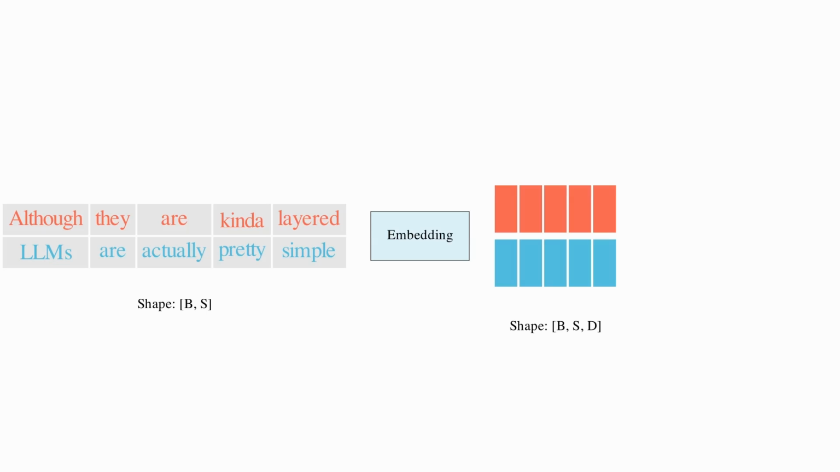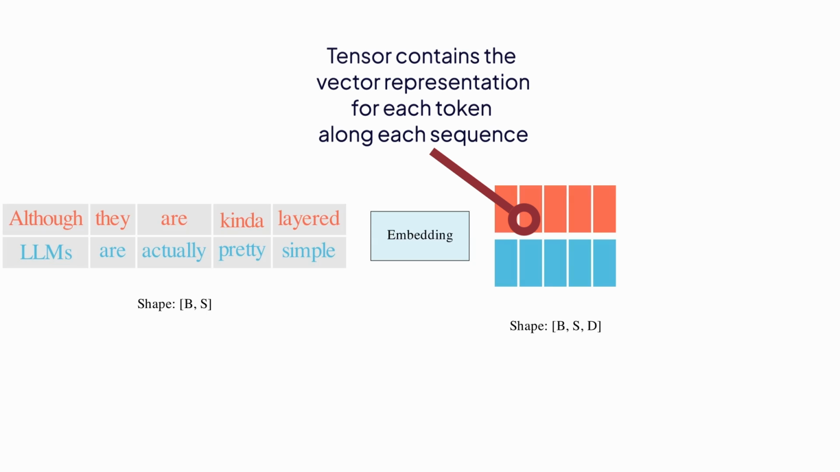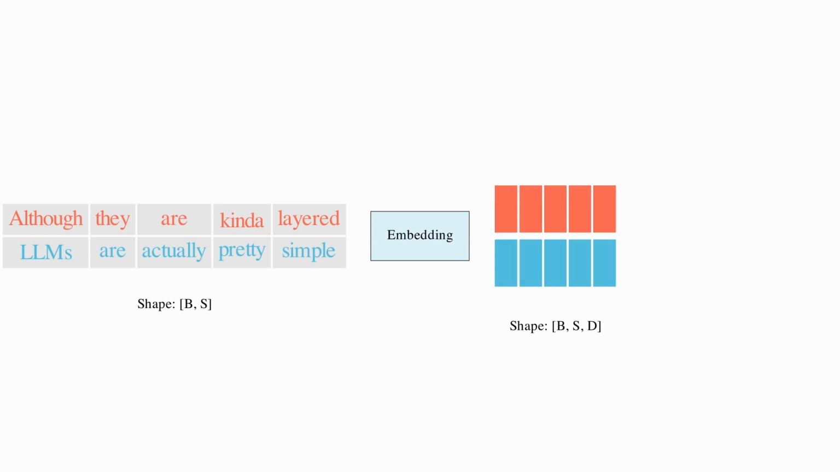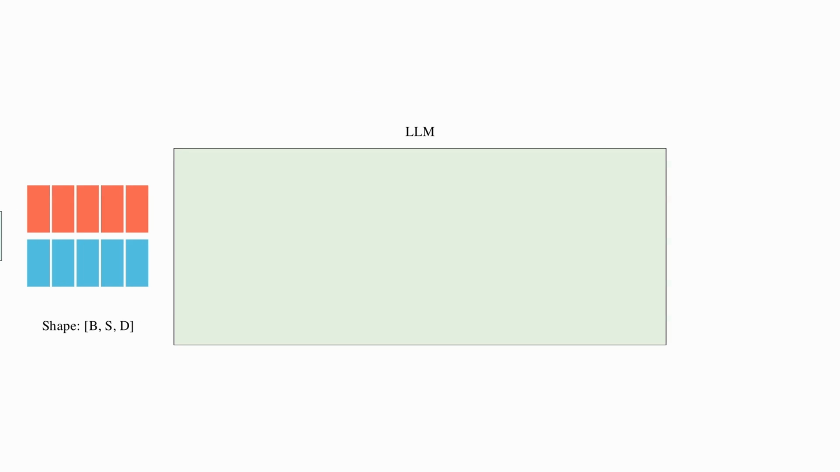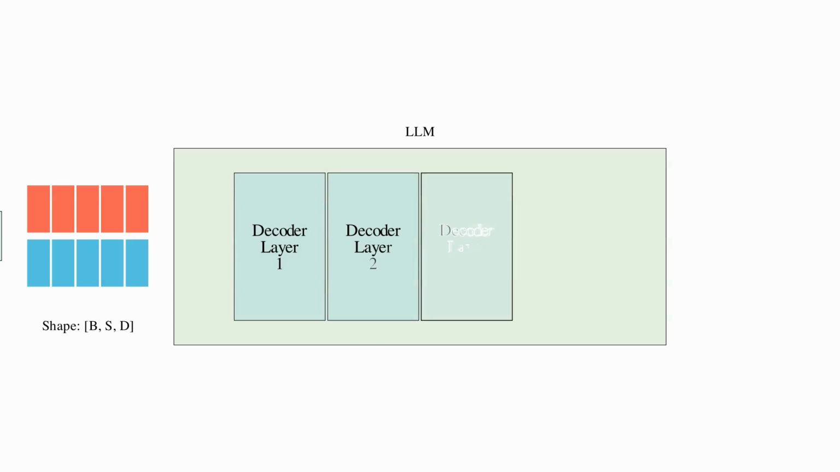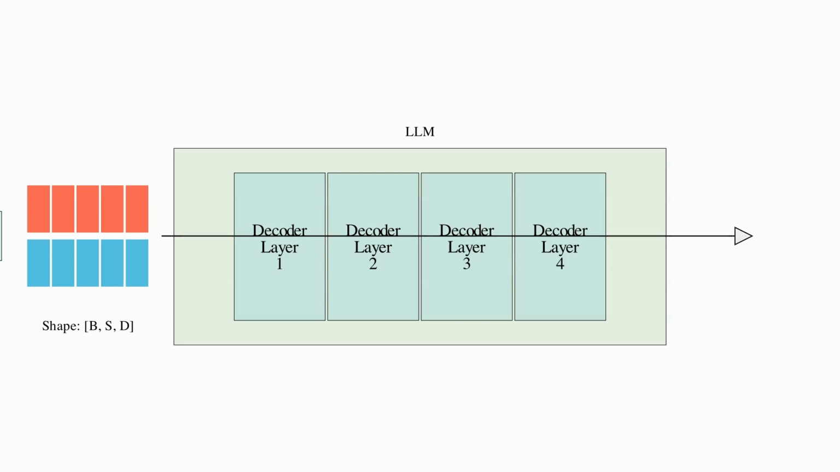You can just imagine this tensor containing vector representations for each token in your input batch along each sequence. So for example, if you're inputting 2 sentences in the batch containing 10 tokens each with an embedding dimension of 100, your tensor will be shaped 2, 10, 100. Once inside the transformer decoder, these 3D token embeddings pass through several decoder layers.